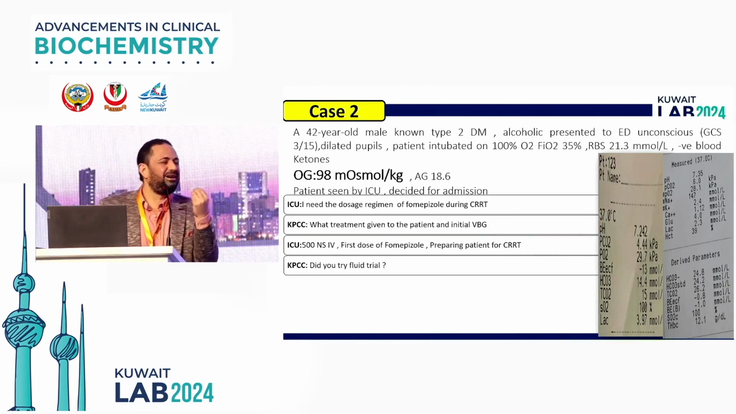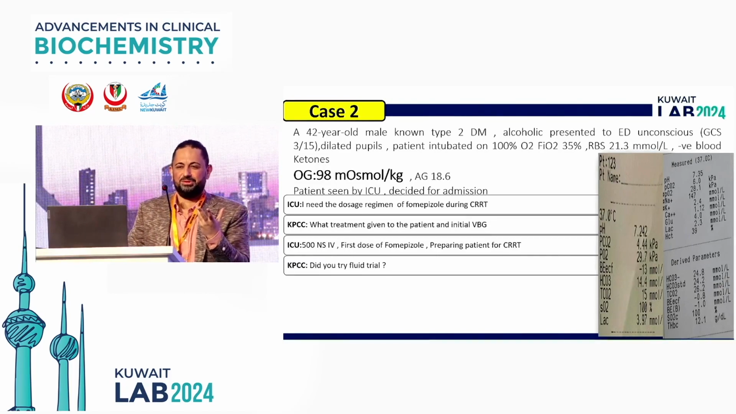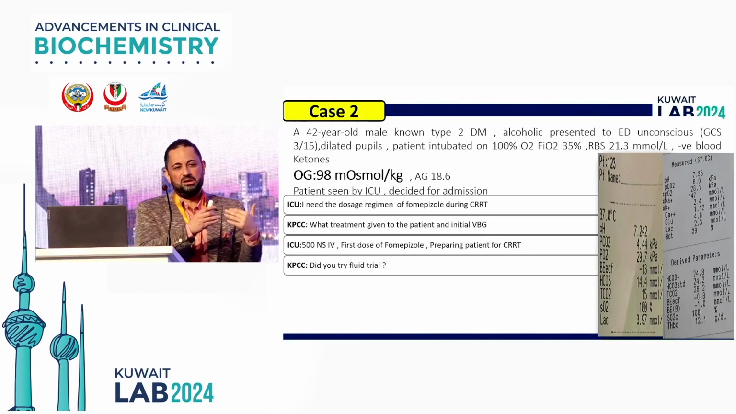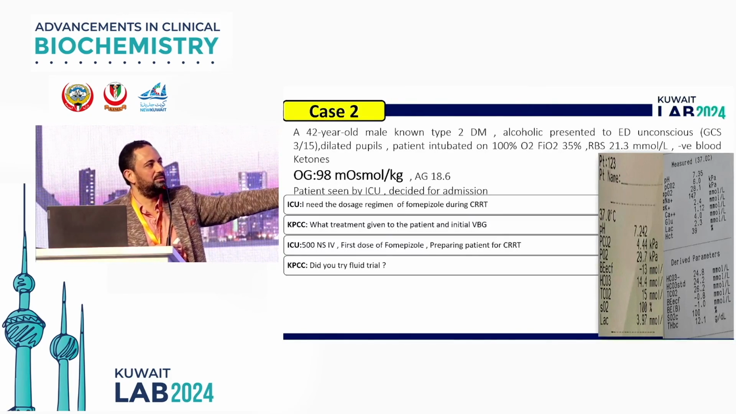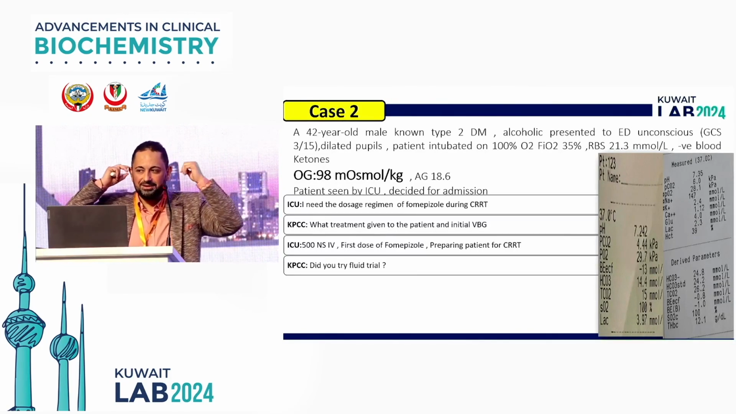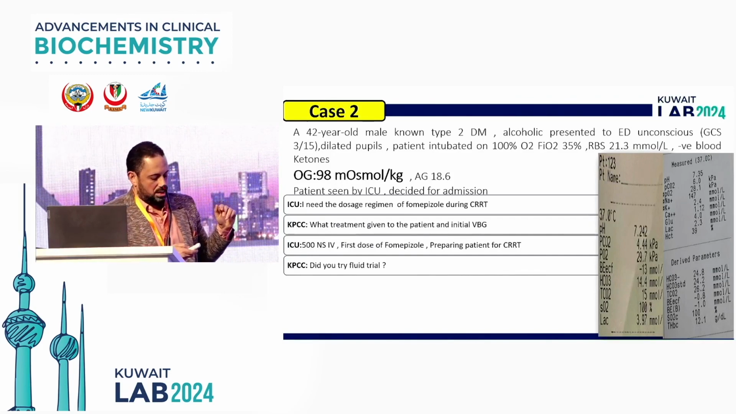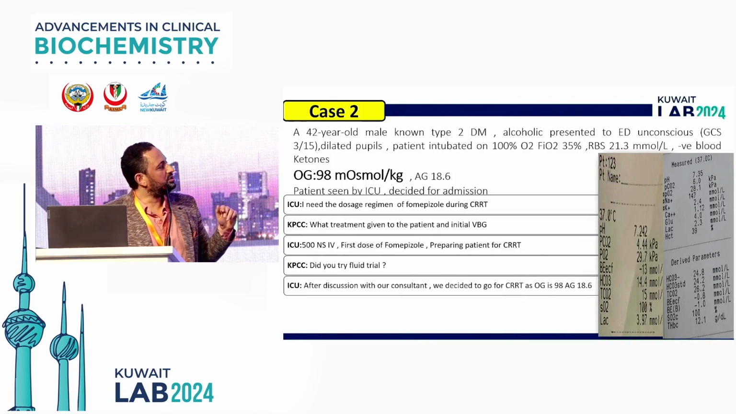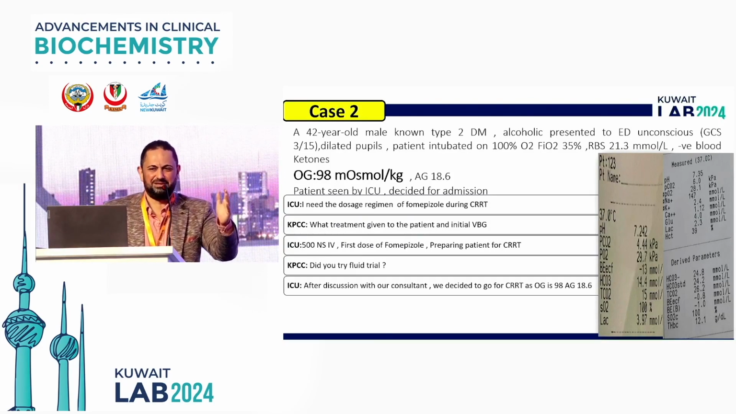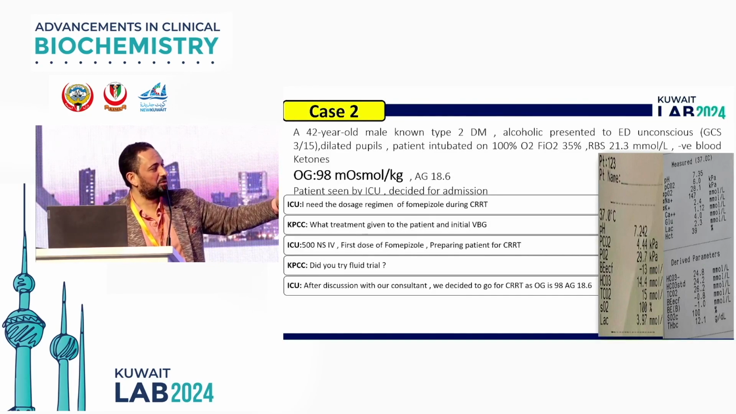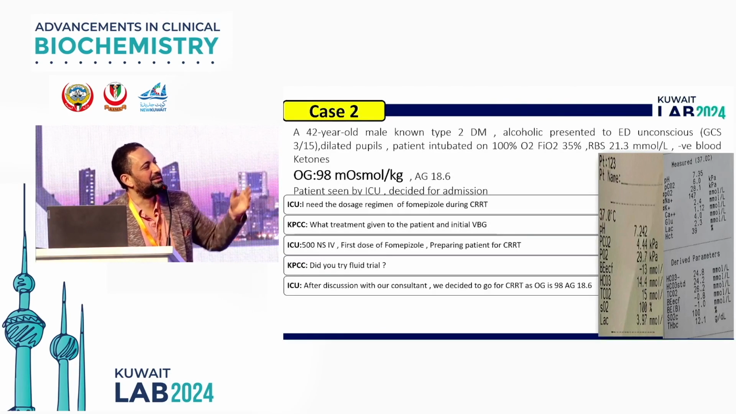At KPCC, did you try a fluid trial? Just according to our protocol and regimen, we do step 1, step 2, step 3 in management of such cases, based on our clinical experience and our stethoscope. ICU said, after discussion with our consultant, and he was like telling me, don't waste my time, we decided to go for CRRT. Doctor, osmolar gap is 98, and anion gap is 18.